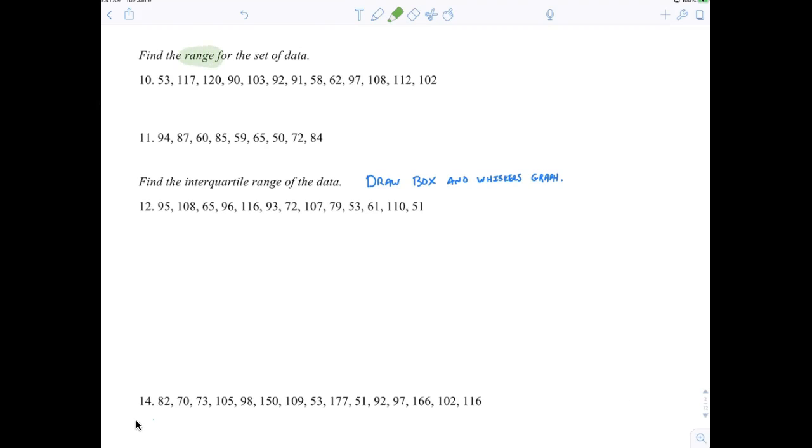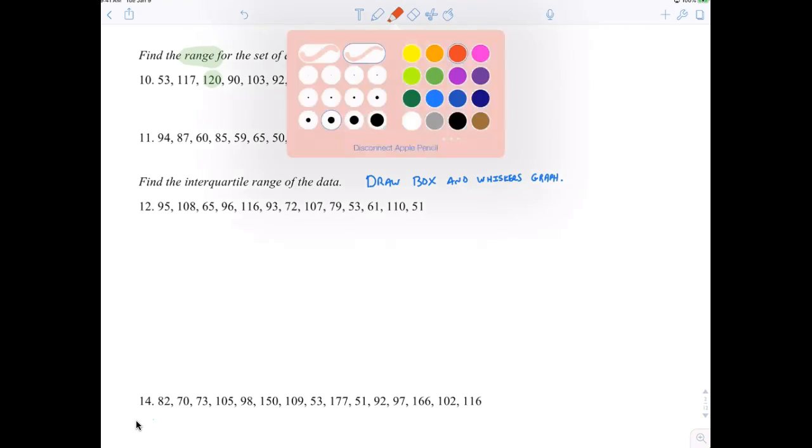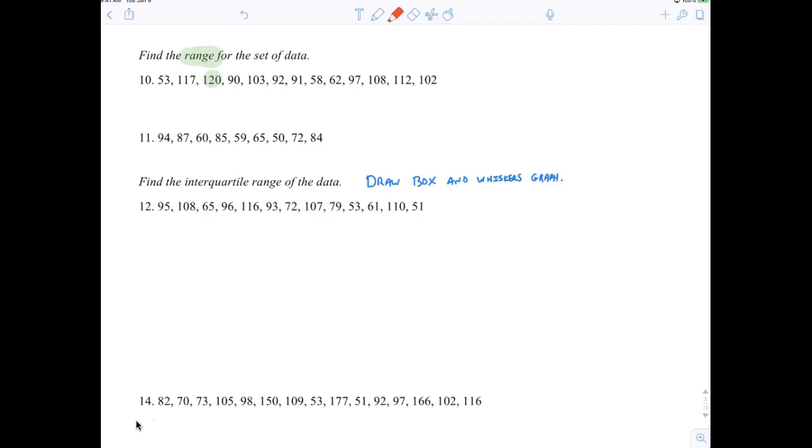All right, now underline or highlight range. How do I find the range? If you forgot that, I need you to write on your iPad, range equals largest minus smallest. And what's the largest, please? I'm highlighting it. 120, and the smallest? 53. All right, so my range is equal to 120 minus 53, which you said was 67. Don't take somebody's word for it. You type it in yourself. 67.